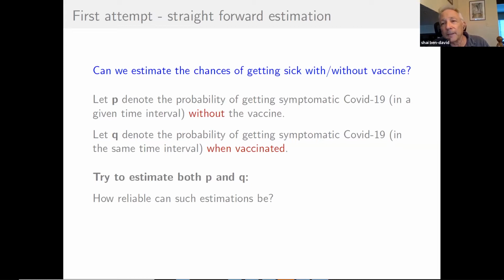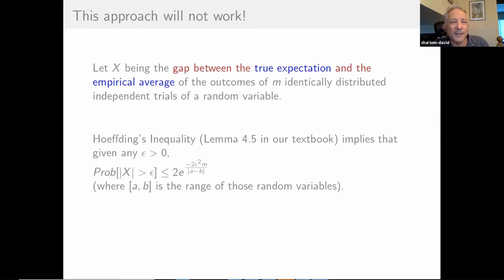So if we try on this data to estimate P and Q, we have experimental results. The question is, how reliable would these estimates be? How much of it could be just due to randomness, to chance, and so on? So we have empirical results, and we are trying to estimate expectations in the population.